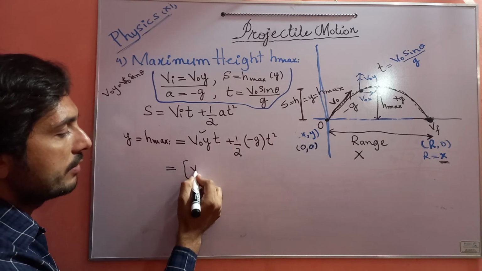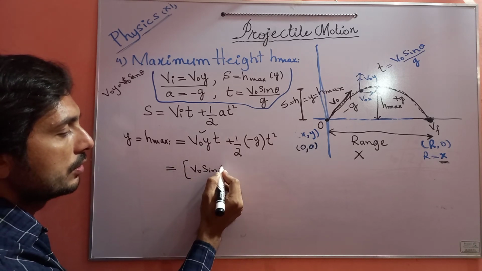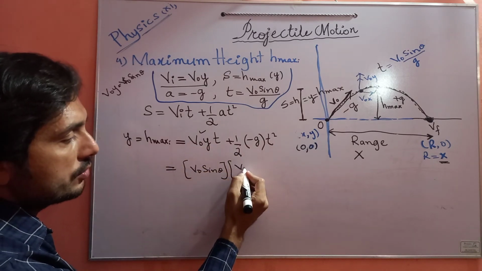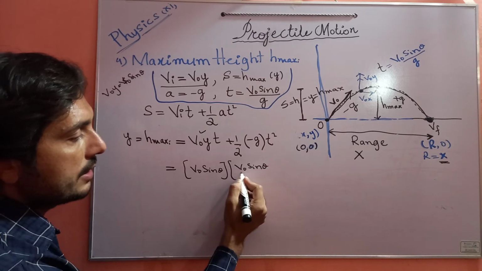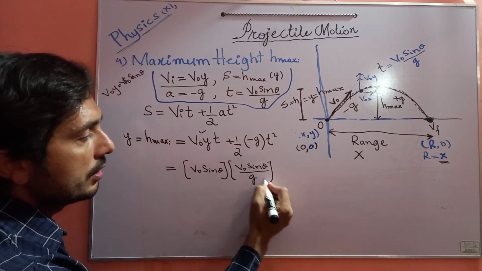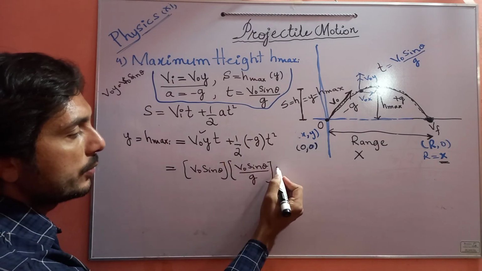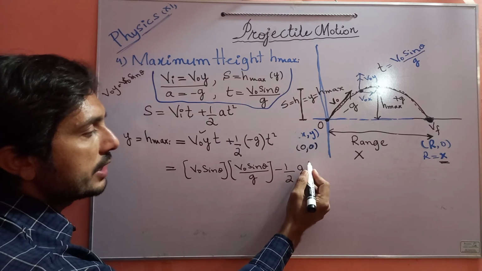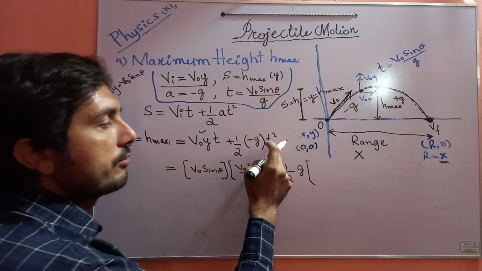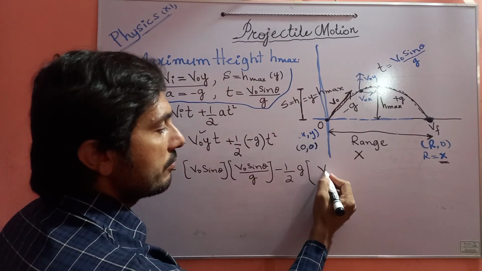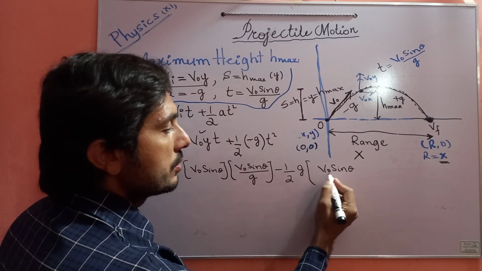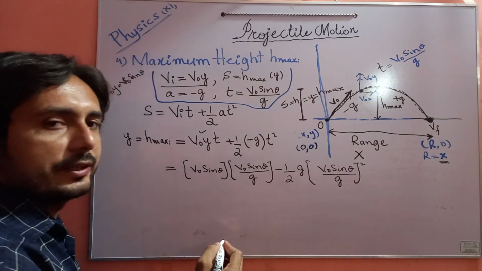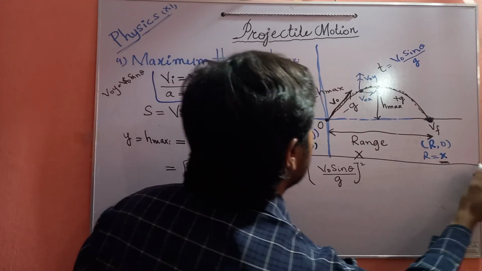V naught Y will be equal to V naught sine theta, then multiplied with the time. The time was V naught sine theta divided by G. Okay, now this minus and plus, they both become minus, and that will be 1 upon 2. The G will remain same, and then again we are going to write down the formula for T. So the T will be V naught sine theta upon G, and the whole square is there. You can just separate it by giving the line.